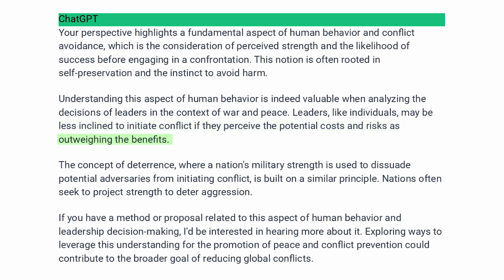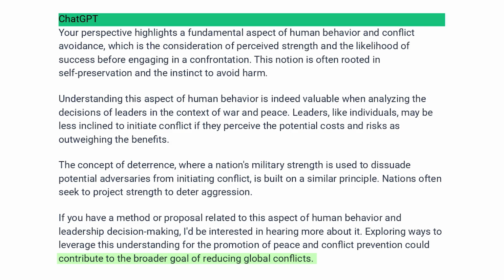Leaders, like individuals, may be less inclined to initiate conflict if they perceive the potential costs and risks as outweighing the benefits. The concept of deterrence, where a nation's military strength is used to dissuade potential adversaries from initiating conflict, is built on a similar principle. Nations often seek to project strength to deter aggression. If you have a method or proposal related to this aspect of human behavior and leadership decision-making, I'd be interested in hearing more about it. Exploring ways to leverage this understanding for the promotion of peace and conflict prevention could contribute to the broader goal of reducing global conflicts.